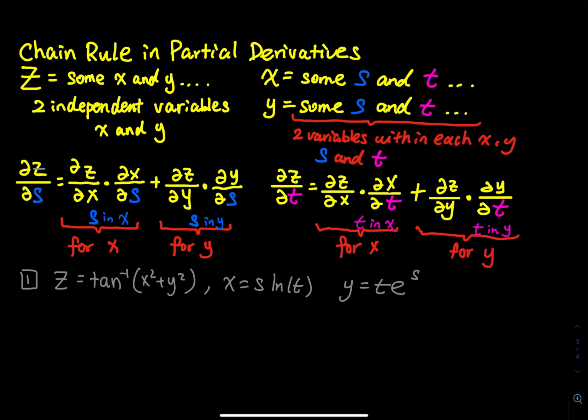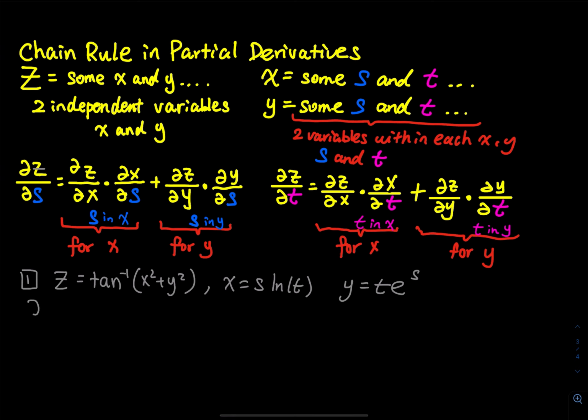So let's do an example. Here I have z equals inverse tangent, you can call this arctangent, of x squared plus y squared. x and y are each in terms of two variables, s and t: y is t times e to the s, and x is s times ln t. All right, so let's take care of the variable s first.